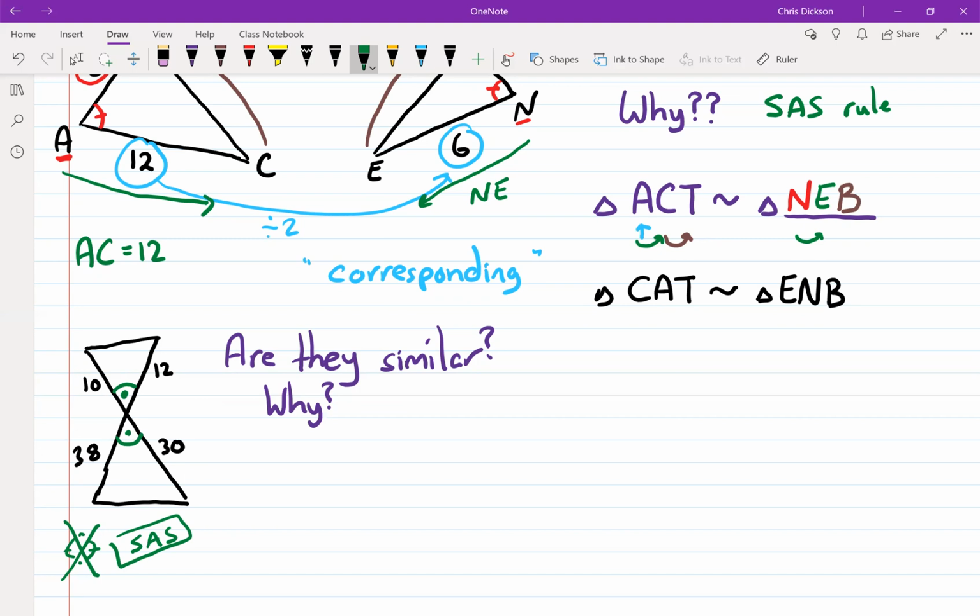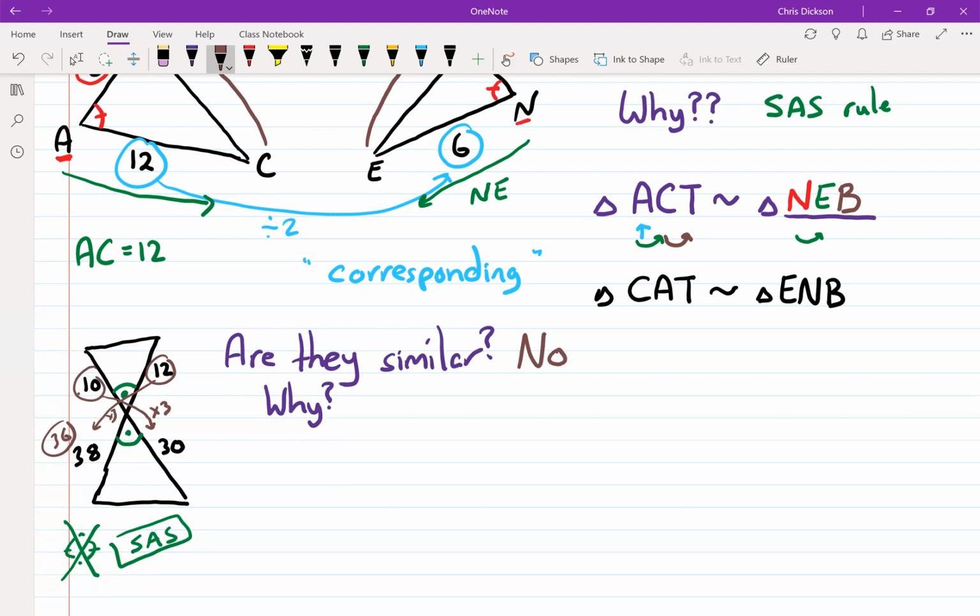So for example, to go from 10 to maybe 30, it looks like I might have times it by 3. But then the other side I would have had to times by 3. And 3 times 12 is 36. So these sides do not show any kind of common proportionality. So no, they are not similar triangles here.